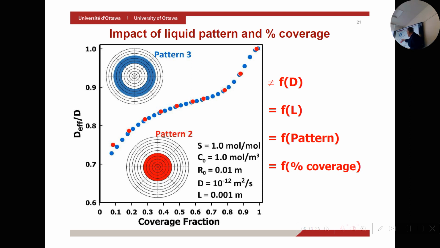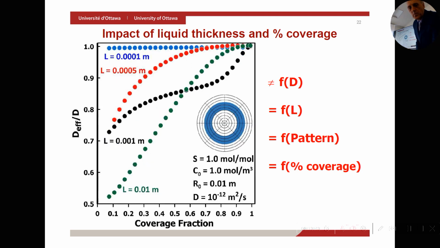And therefore, we now have almost the same thing for this one, but we see that as the coverage fraction is increasing, it goes to one here. So it is a function of the percentage coverage, and we're going to take that into consideration.